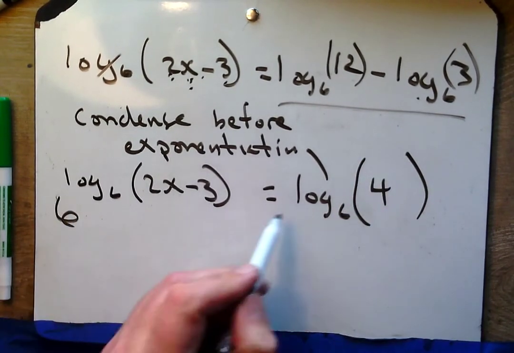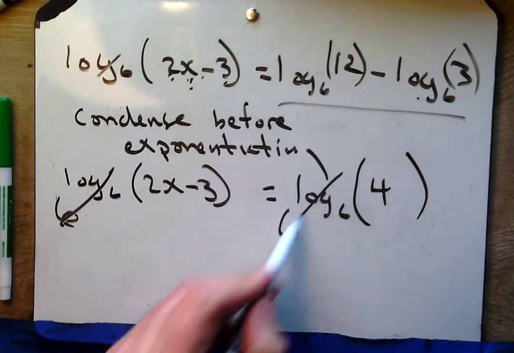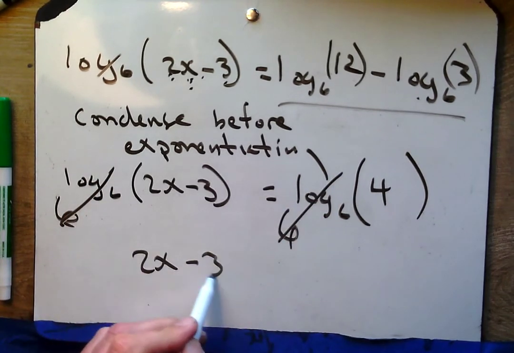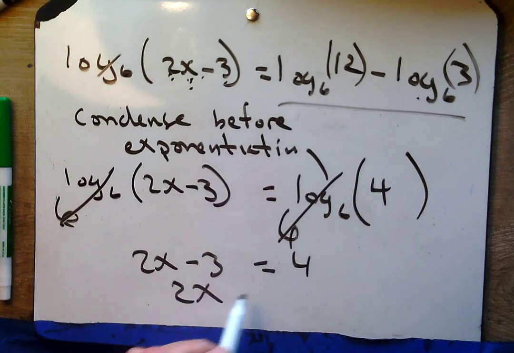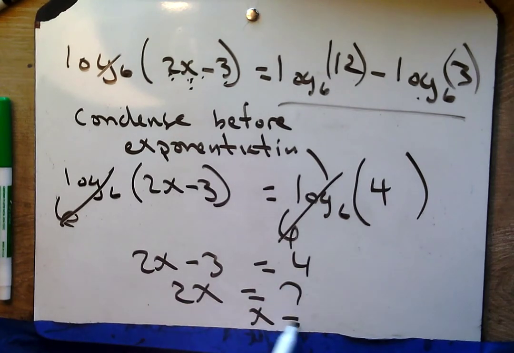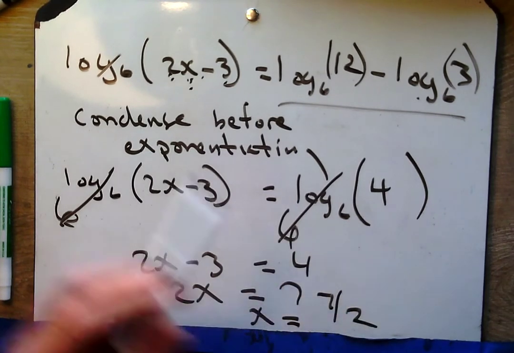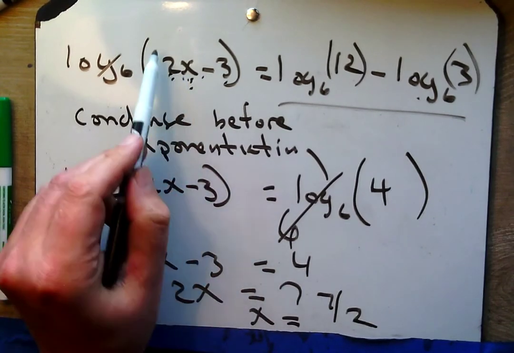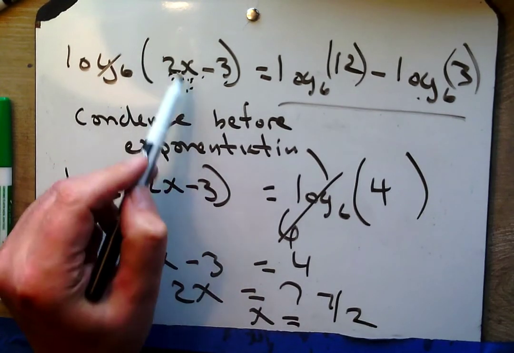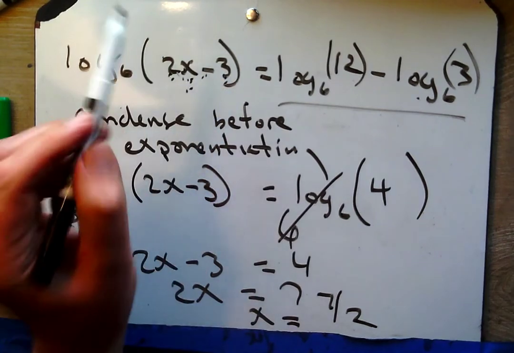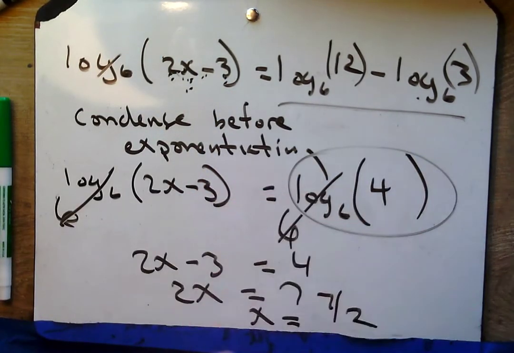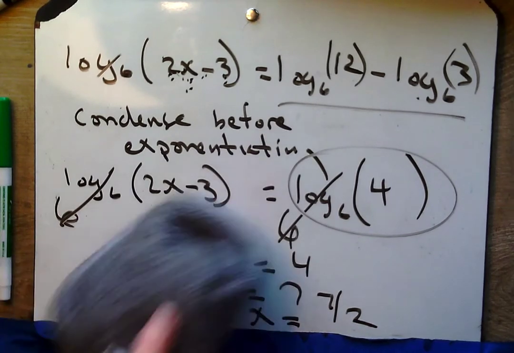And then I exponentiate, and I end up canceling these. 2x minus 3 equals 4. 2x equals 7. X equals 7 halves. If I plug 7 halves in here, this 2 and the halves 2 cancels, and I have 7 minus 3 is 4. And what did we have on the other side? We had log base 6 of 4. So that works great. Okay? Yeah, you have to condense before you exponentiate.